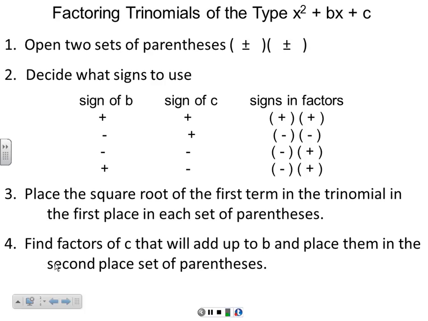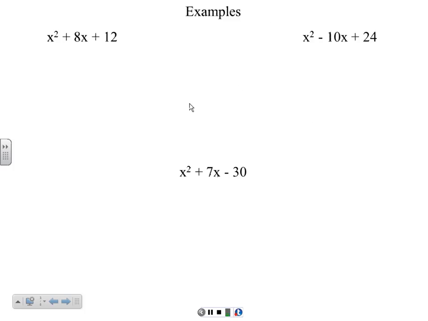What you're going to do is find things that you can multiply together to get C, which would be your last term, but add together to get B, which would be that middle term. And then you're going to place those in the last spots of the parentheses. So let's look at this.